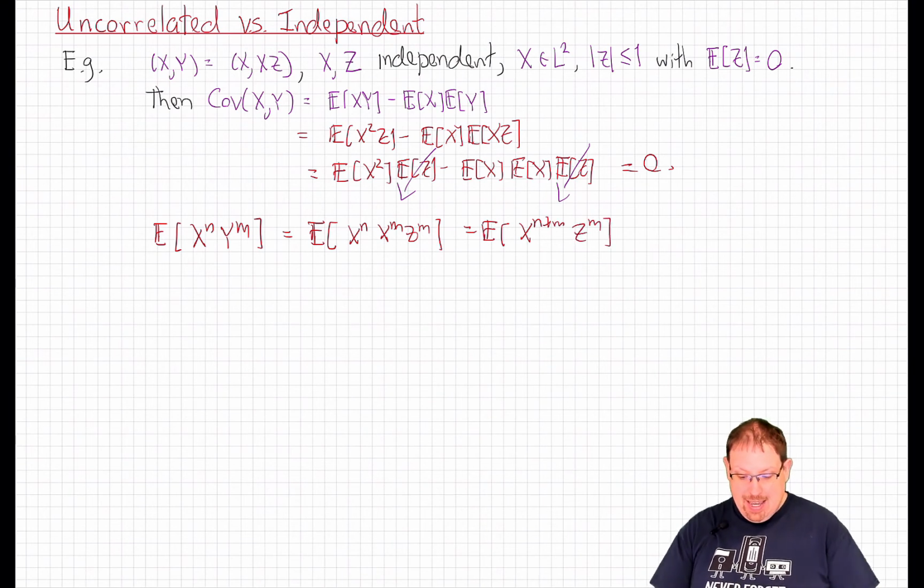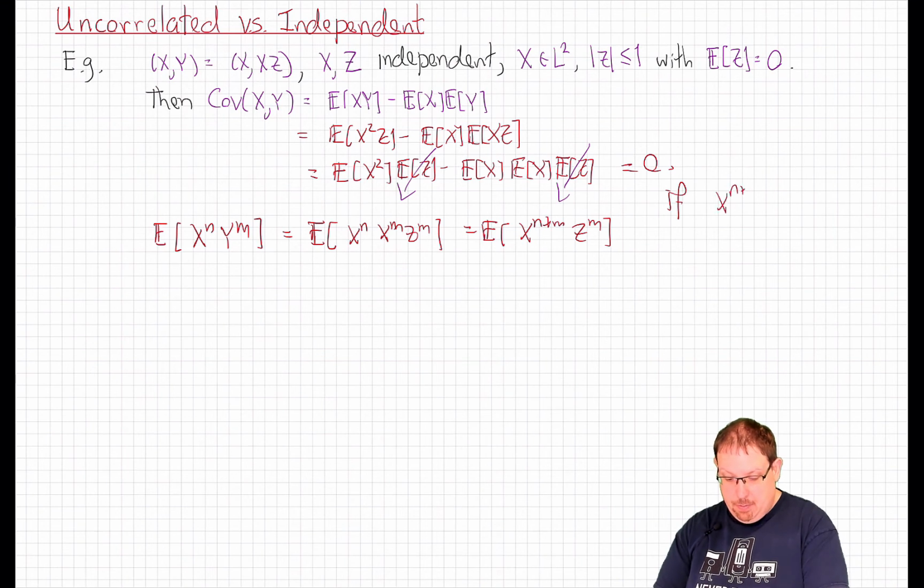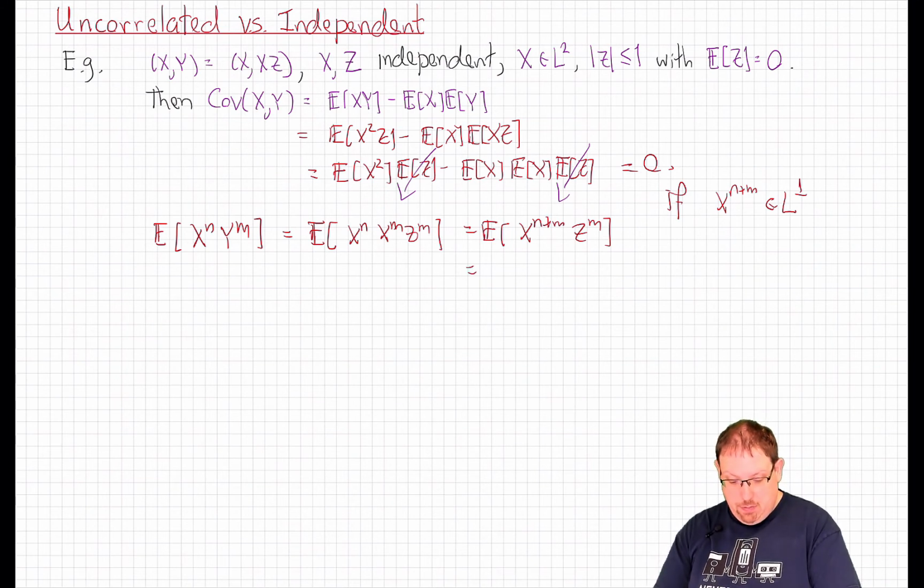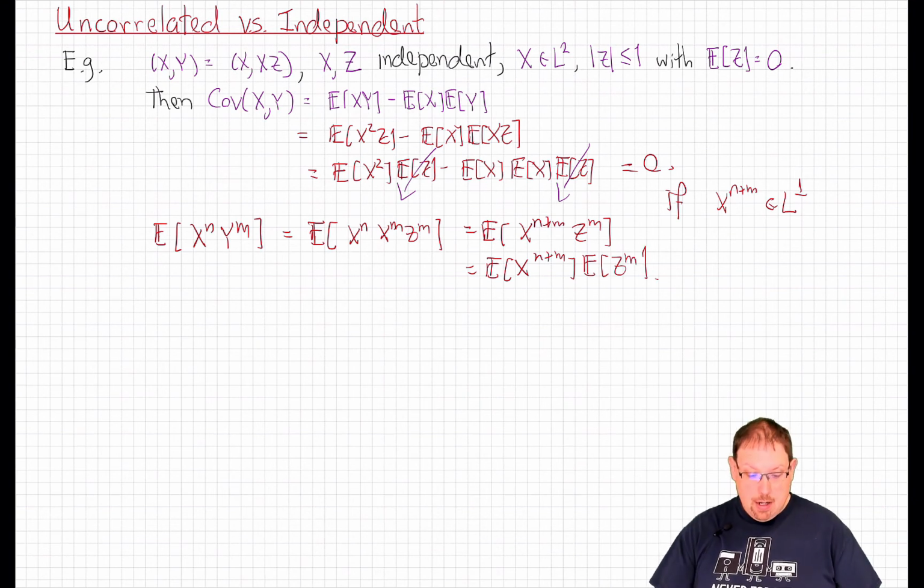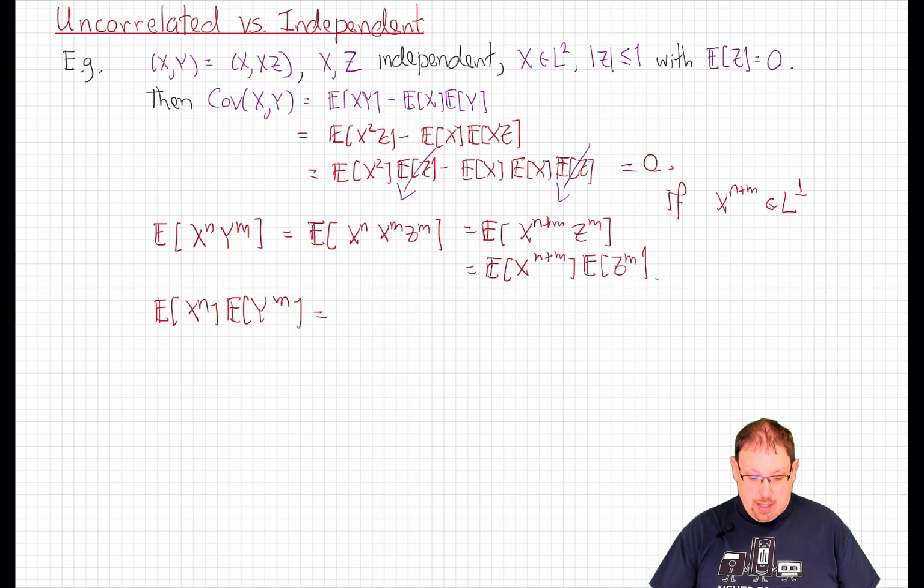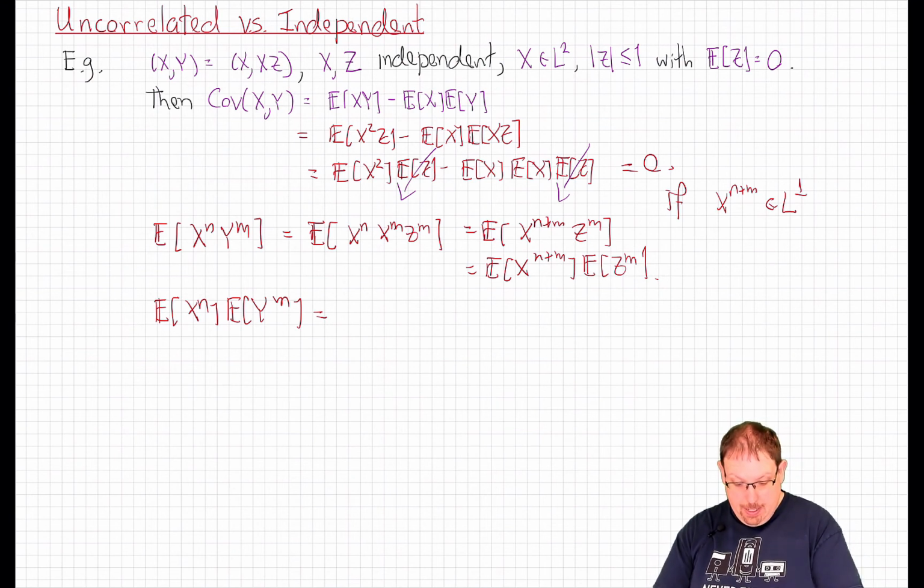And now, if x^{n+m} happens to be in L1, and z^m is in L1 because it's bounded, then we know that this will factor as the expected value of x^{n+m} times the expected value of z^m. Now on the other hand, if I take the expected value of x^n times the expected value of y^m, doing the same calculation, what we'll find is that that's equal to the expected value of x^n times the expected value of x^m times the expected value of z^m.